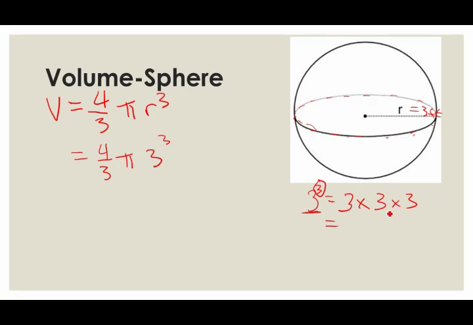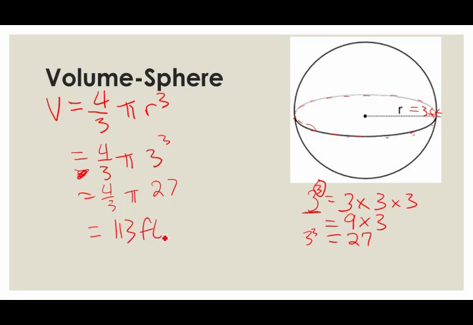The first time we do 3 times 3, we get 9. Then we have another 3, so we have 9 times 3, which is 27. So 3 to the third is equal to 27. So we have 4 thirds, pi, times 27. And when we put that in our calculator, 4 divided by 3, we multiply that by 3.14, and then we multiply that by 27, and we get 113, and we know we're dealing with feet, so it's going to be to the third.